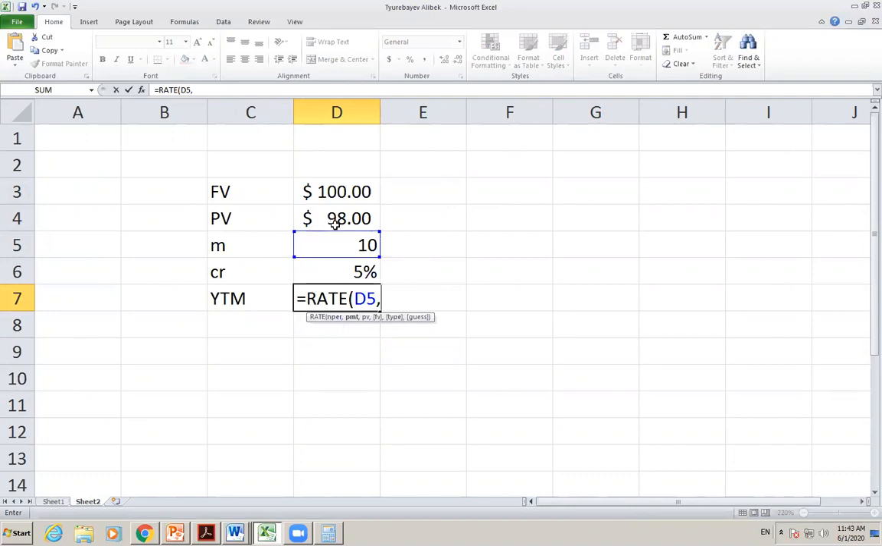This present value should be negative, okay. Minus present value. Always should be negative. We're discounting. It's discounted value. And payment, sorry, I missed the payment. The payment is here, which is 5% times hundreds. Okay, this is the payment. And the face value, we can put it and we may not put it.